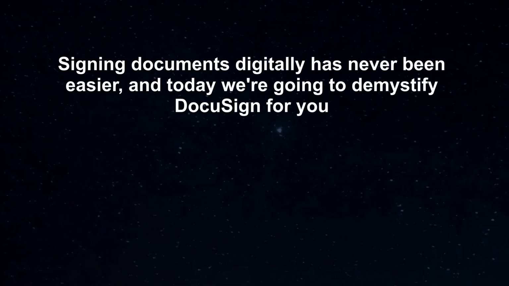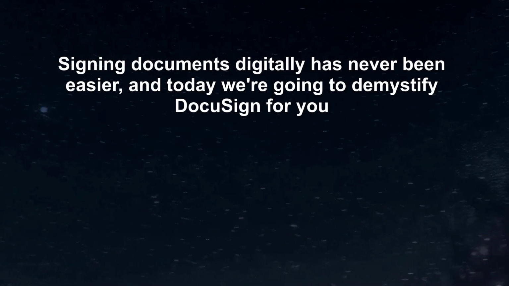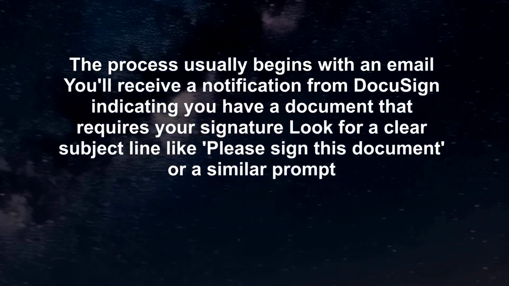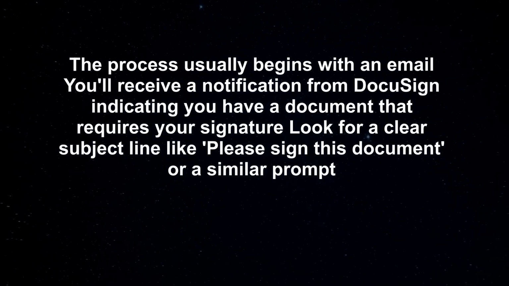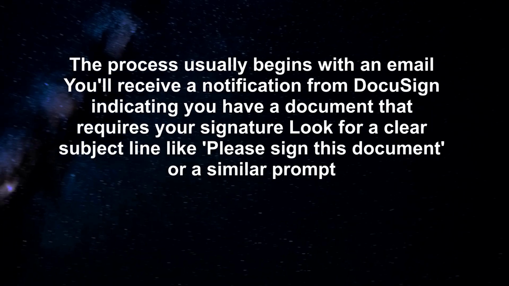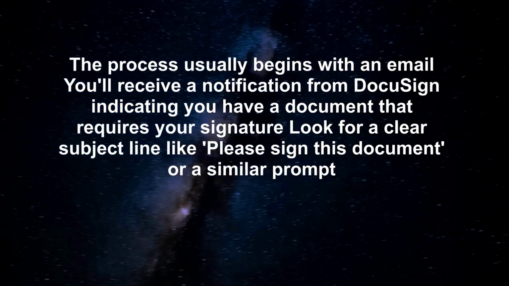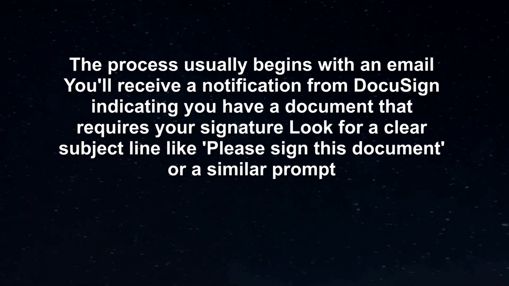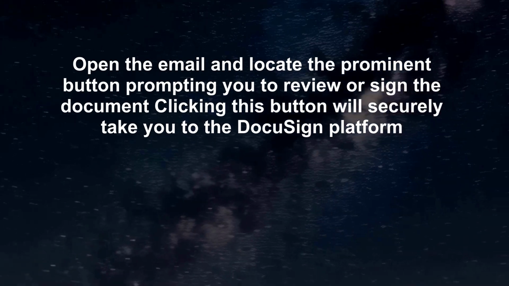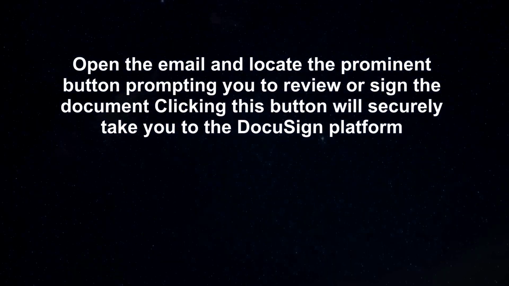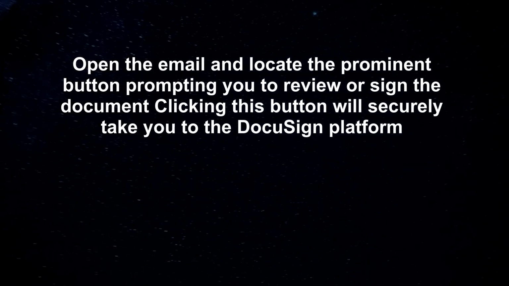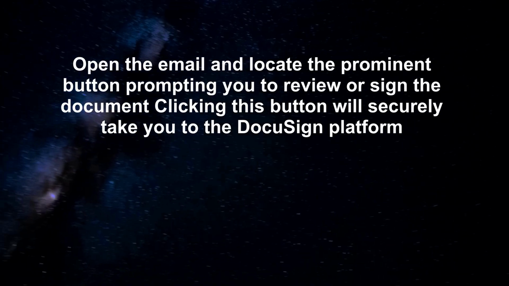Signing documents digitally has never been easier, and today we're going to demystify Docusign for you. The process usually begins with an email. You'll receive a notification from Docusign, indicating you have a document that requires your signature. Look for a clear subject line like, "Please sign this document," or a similar prompt. Open the email and locate the prominent button, prompting you to review or sign the document. Clicking this button will securely take you to the Docusign platform.